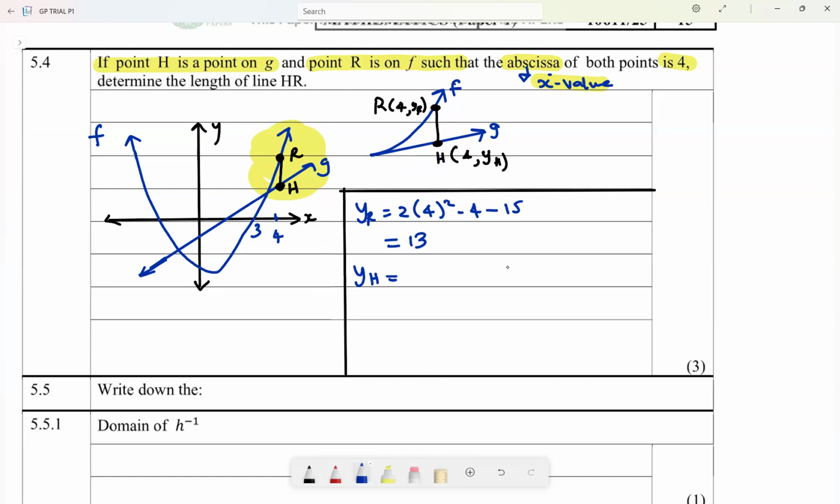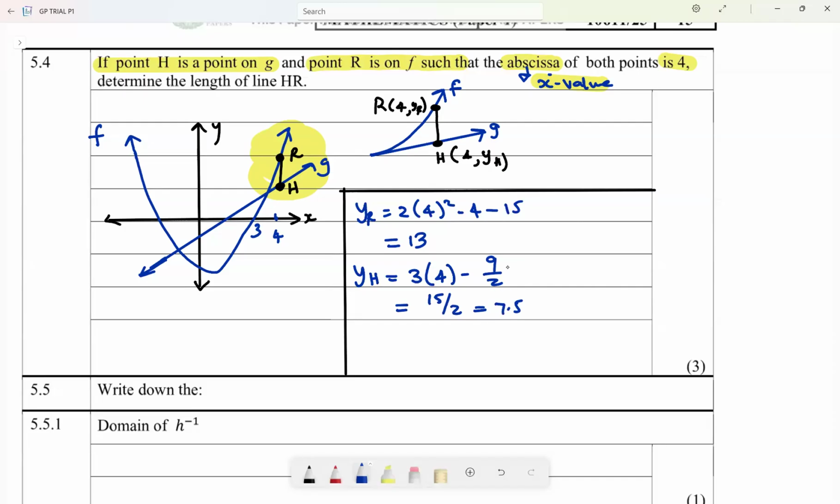So my straight line equation was 3x. So I'm gonna substitute 4 minus 9 divided by 2. Then it gave me something like 12 minus 4.5. It is 15 divided by 2, which is the same as 7.5.